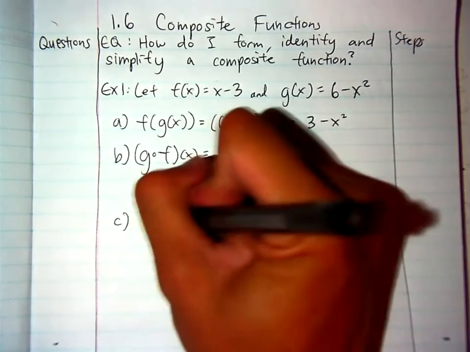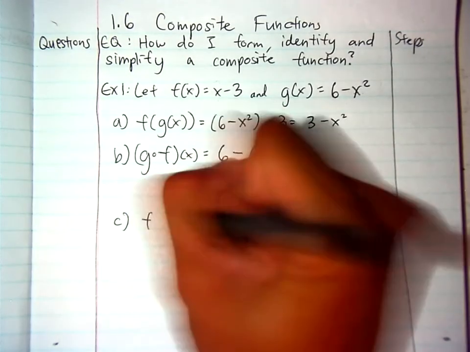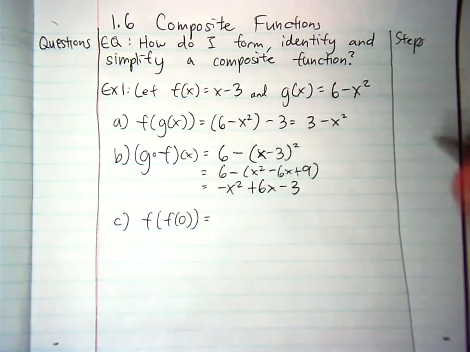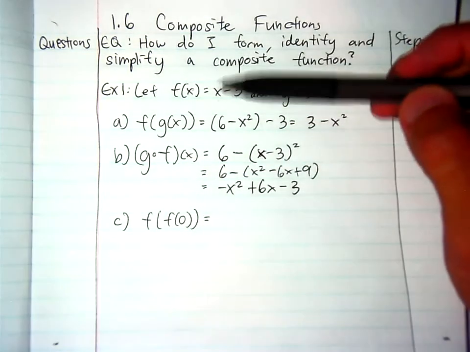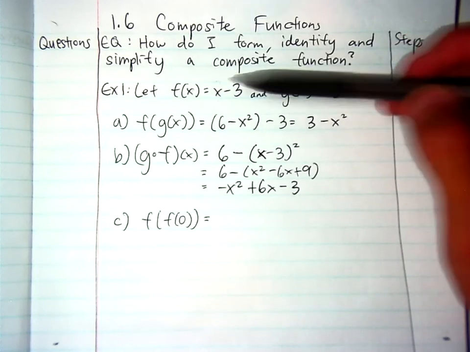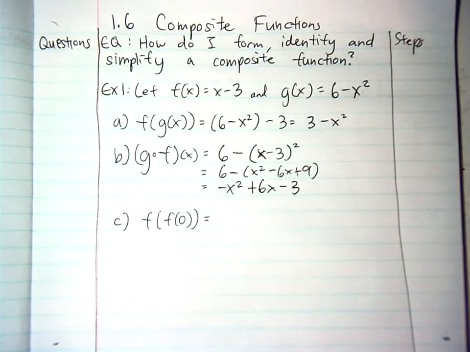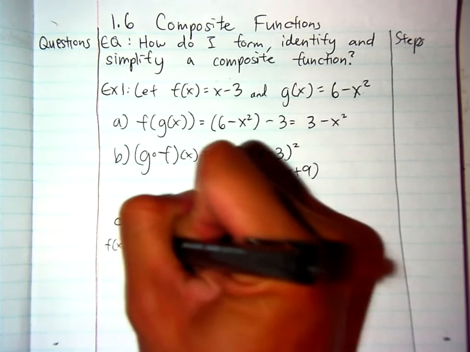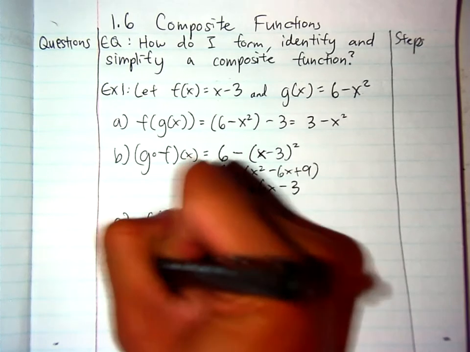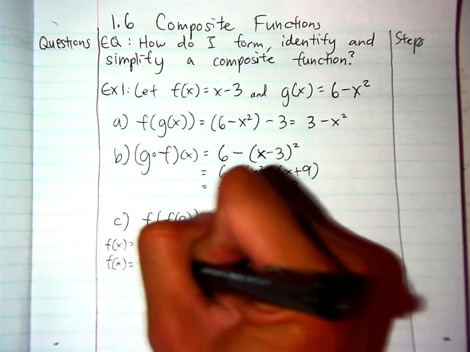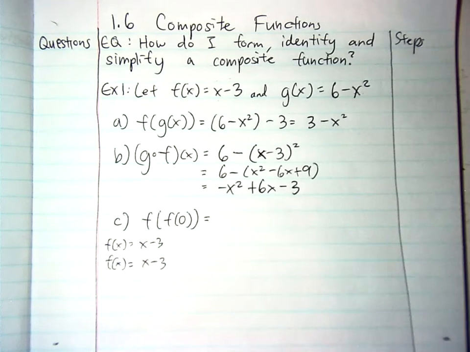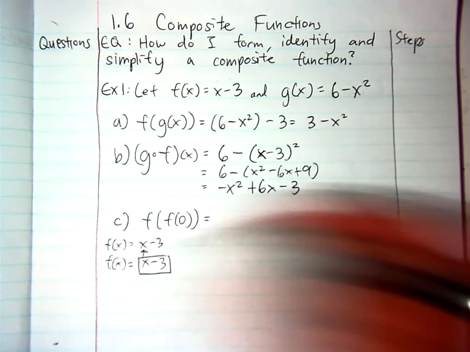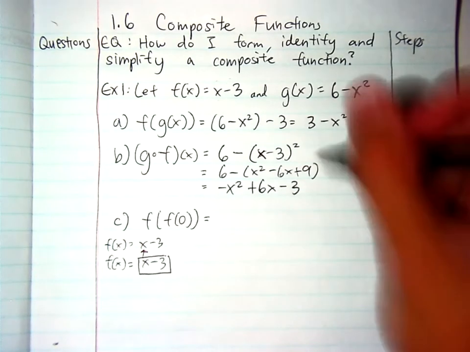So something like, let's change it up a little, f of f of 0. So trying to trick you a little bit. It's kind of hard to see sometimes, but I'm going to plug f into f. I'm going to write it out down here just to see. So f of x is x minus 3, and because I'm doing f of f, I'm going to literally take this x minus 3 and plug it in to f.